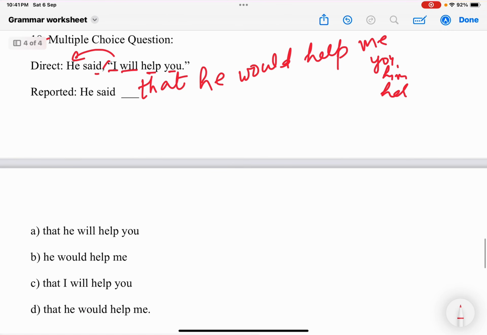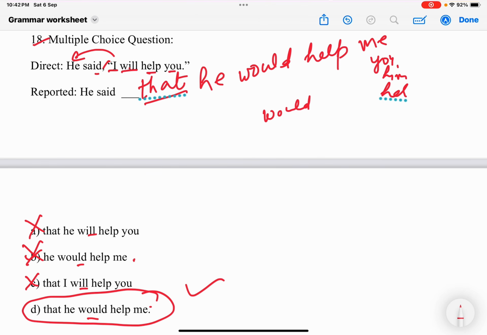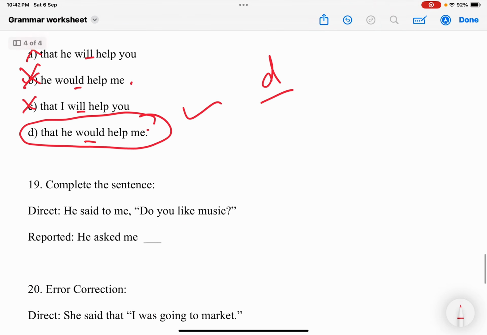Now let's find the correct option. First one is that he will. You can do one thing also, that if you just remember will is to be changed into would, it will help you a lot. So this option is wrong because will is there. This option is also wrong because will is there. In these two options we have would, but in option B, you will find that that is not used. So this one is again wrong, and which one is left? Only D. So that he would help me. This one is the correct answer.